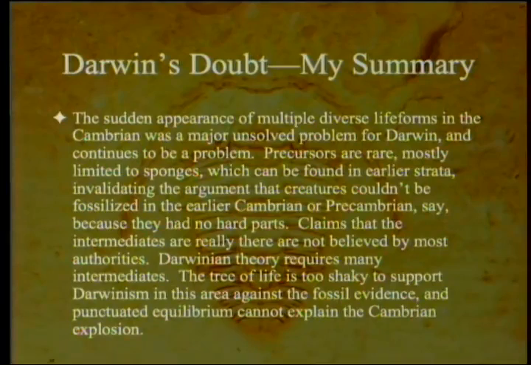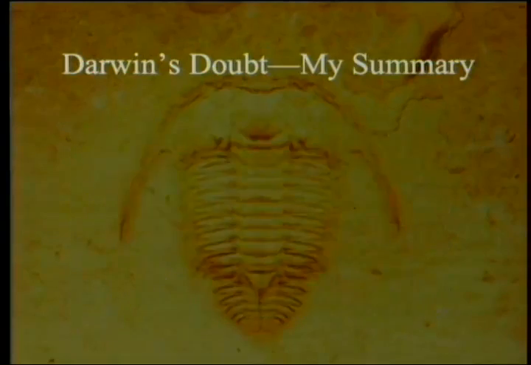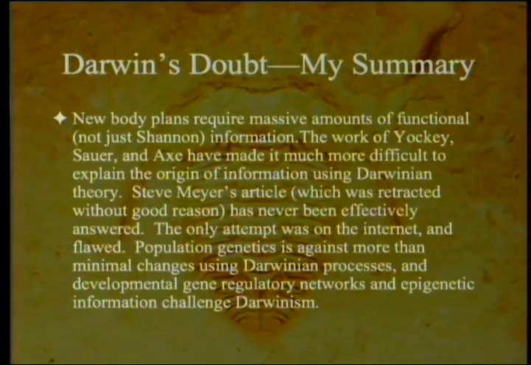Contrary to our last reviewer last week, Meyer claims Darwinian theory requires many intermediates, and if they're not there, that's a problem. The tree of life is too shaky to support Darwinism in this area against the fossil evidence, and punctuated equilibrium cannot explain the Cambrian explosion. New body plans require massive amounts of functional, not just Shannon, information. The work of Yockey, Sauer, and Axe have made it much more difficult to explain the origin of information using Darwinian theory.